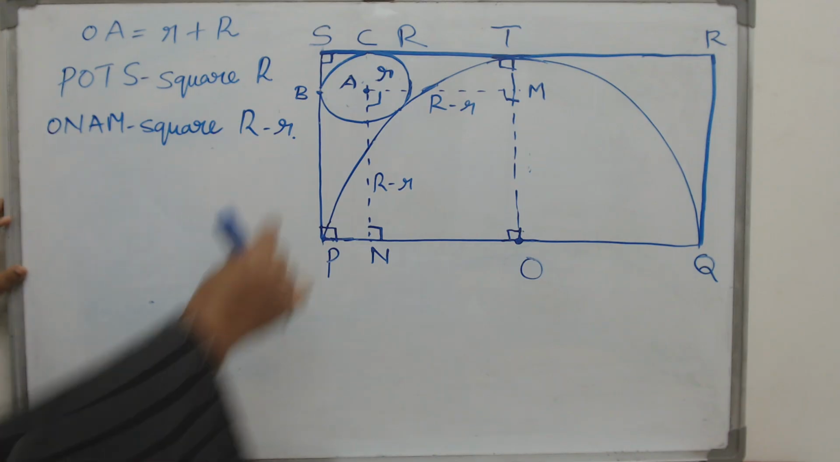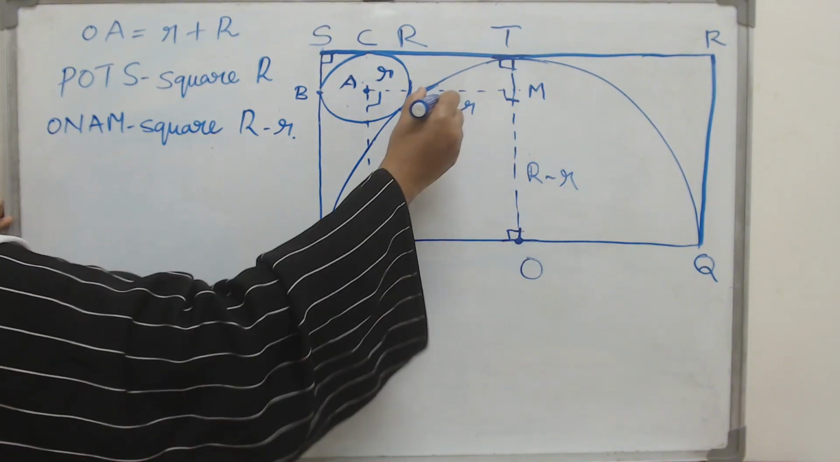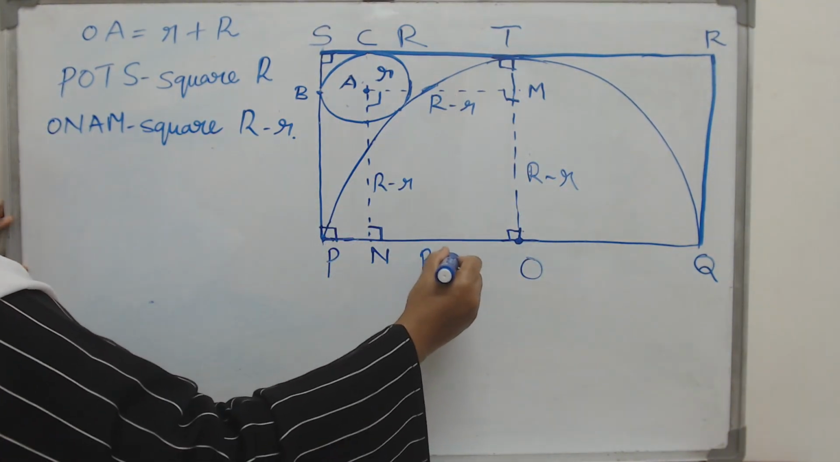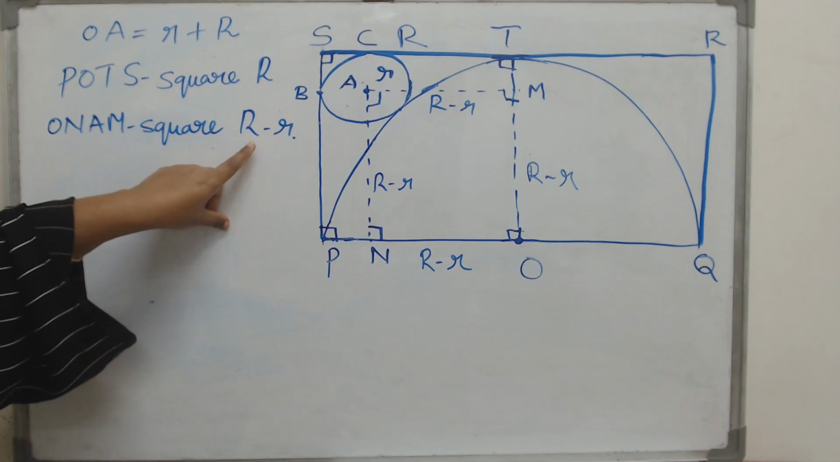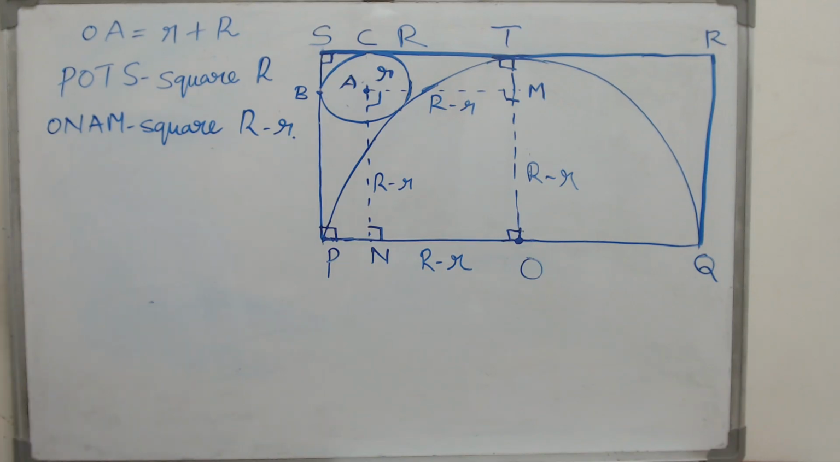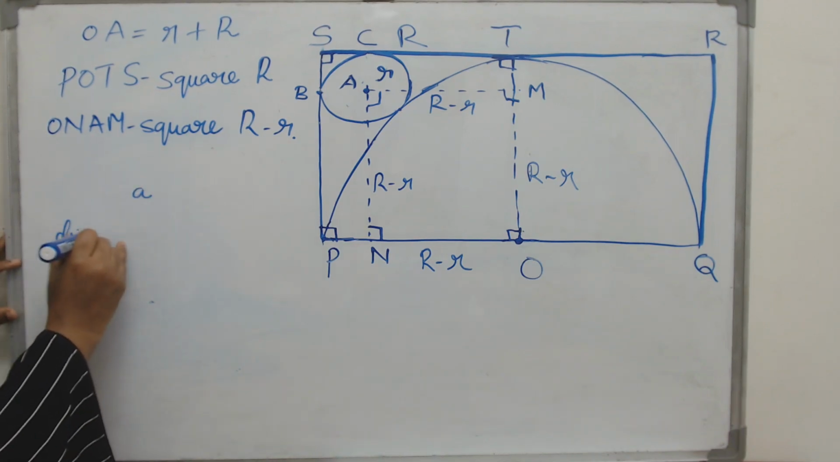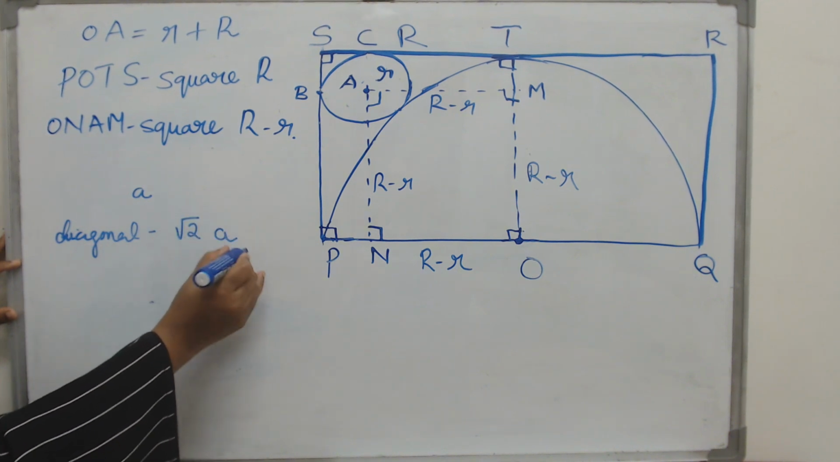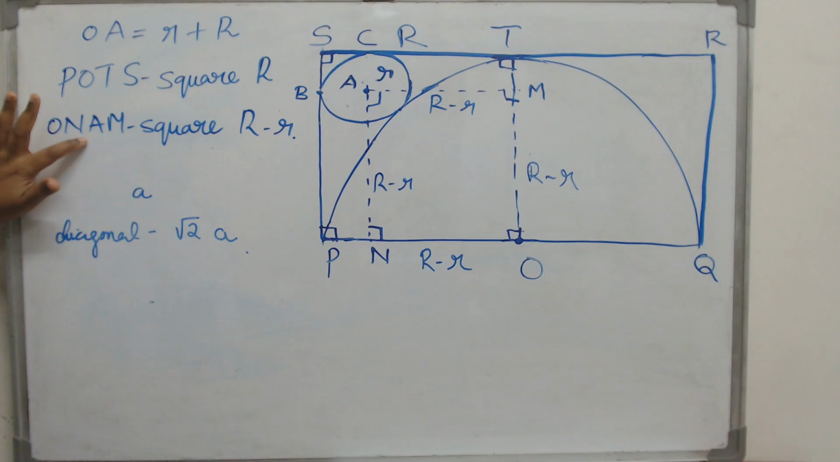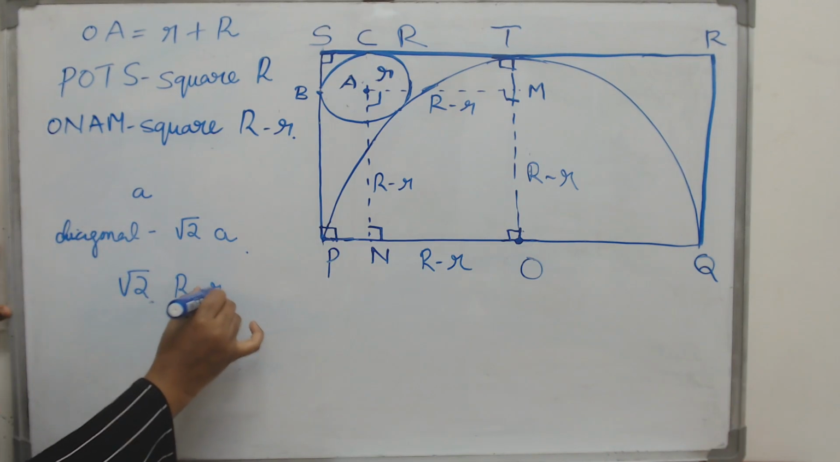But then what do you see? This side is R minus r. Rectangle means opposite sides are equal. Again, these two sides are going to be equal. So what we have here is a square with side length R minus r. But then when you have a square of length, say a units, then what about its diagonal? Its diagonal will be of measure square root of 2 into a. So any diagonal of this square is going to be square root of 2 into R minus r.